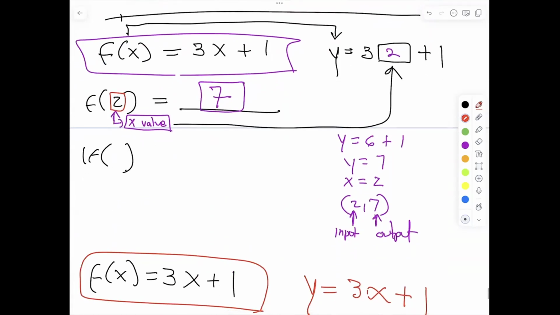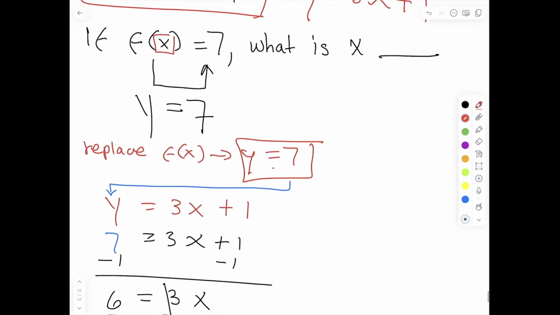Then we did an example of input output, and I said, okay, if I have the following problem, and I say f of 2, that means that the value of x is 2. How do I find my y value? Well, I got to replace the x with a 2, and I get a 7 as my output. So my y is a 7.